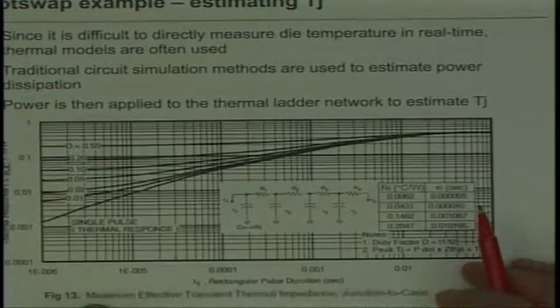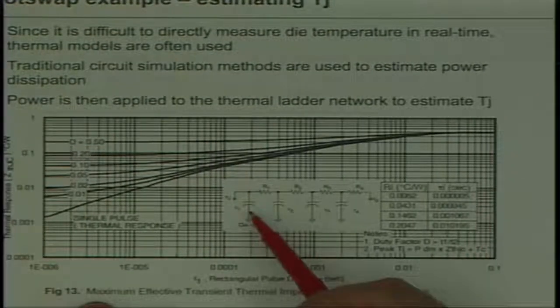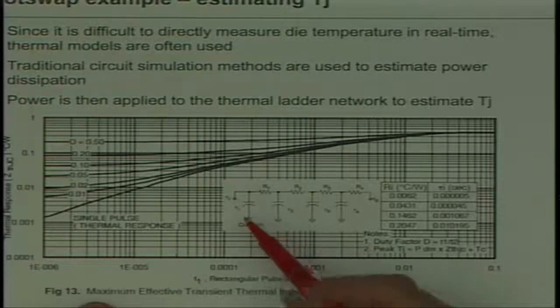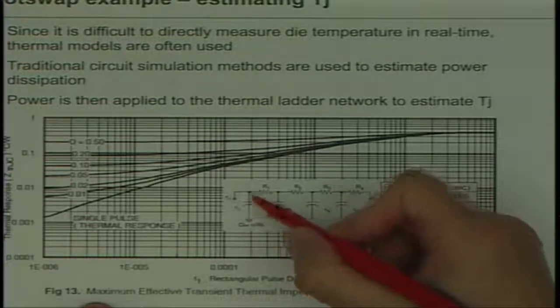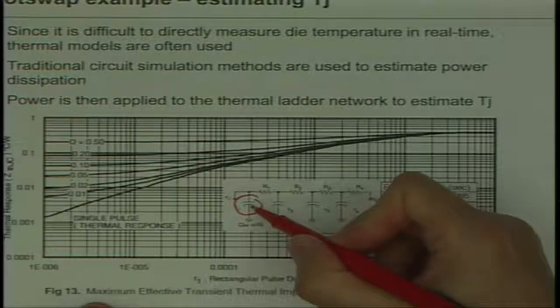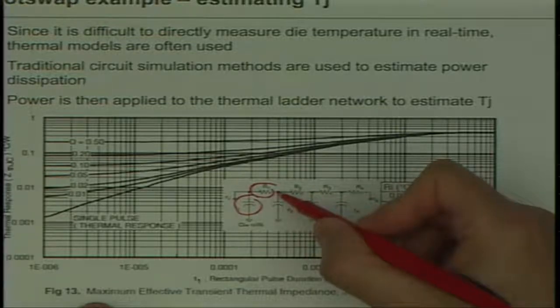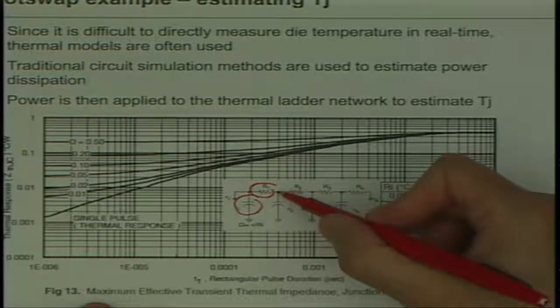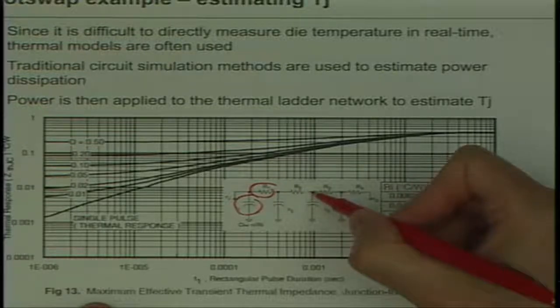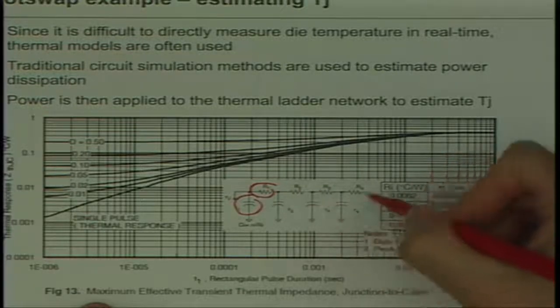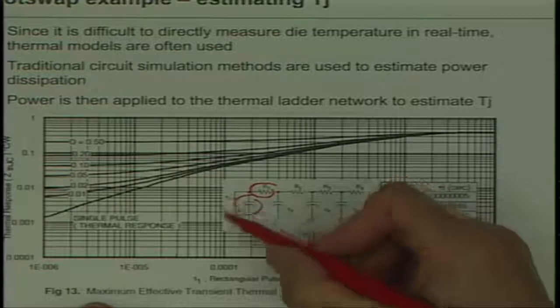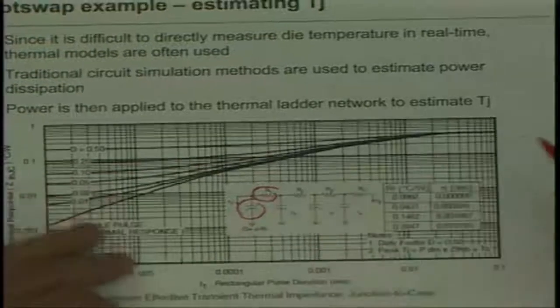So here again is the thermal ladder network. If you think of this as an electrical analog to actual thermal, this would, for example, be the die, the thermal mass of the die. This is the thermal resistance from the die to its lead frame, and then from the lead frame to the copper on the circuit board, and so on. And the way you work this is you apply, let's see, do I have a? Here we go.